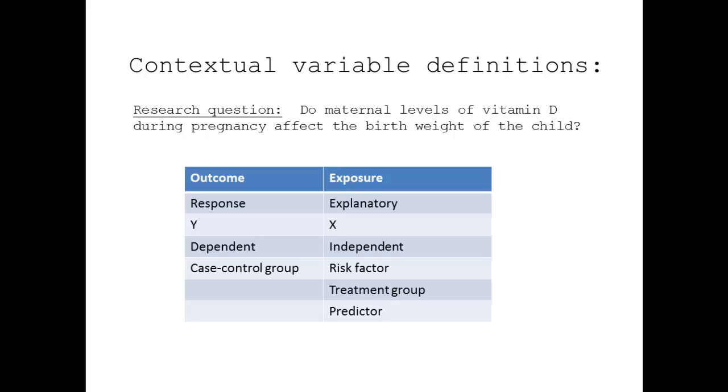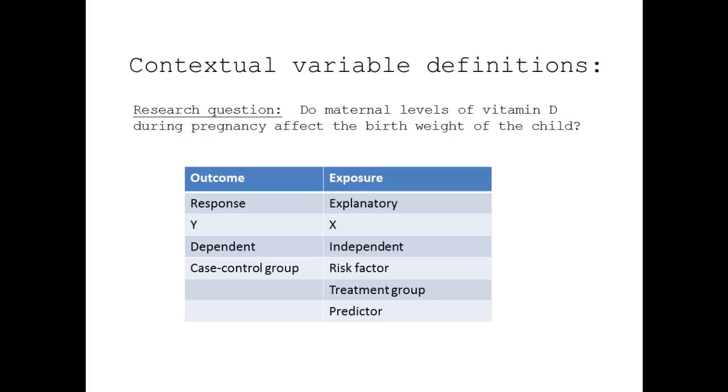The terms outcome and exposure are frequently used in epidemiological studies, and in particular observational type studies where there is no experimental manipulation of the exposure, i.e. we just observe the exposure. So in this example, the exposure is vitamin D and we just observe that in a sample of the population.